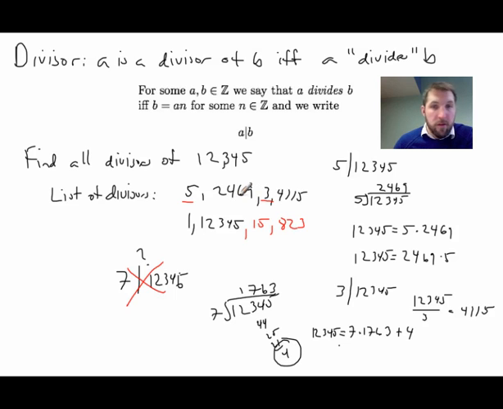We should check 10, 11, 12, 13, 14, all the way up to 12,345 to see if they are in fact divisors. And hopefully you can tell that that is not necessarily the most efficient way to go about this. So we're going to learn ways to approach it a little bit more systematically.